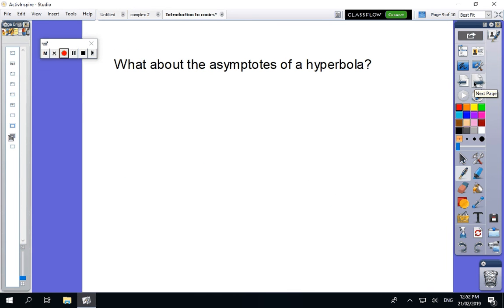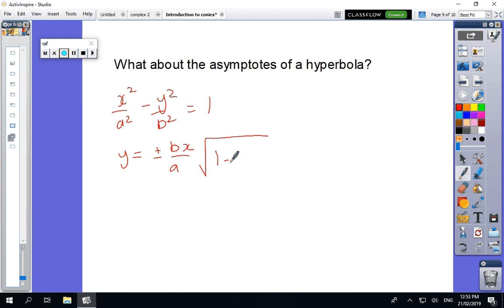So if we would like to look at the formula to start with, the equation for a hyperbola is x squared over a squared minus y squared over b squared, and this equals 1. Another way to write this is y equals plus or minus bx over a, square root of 1 minus a squared over x squared.